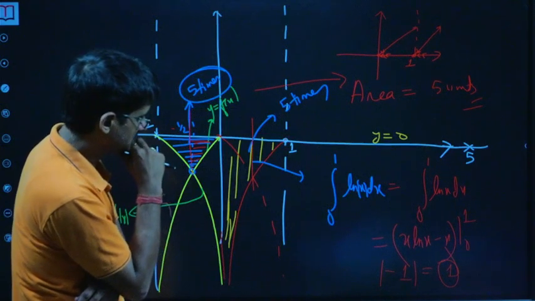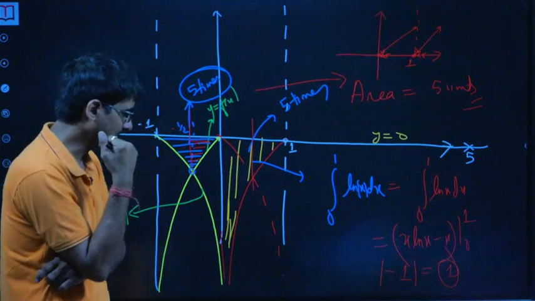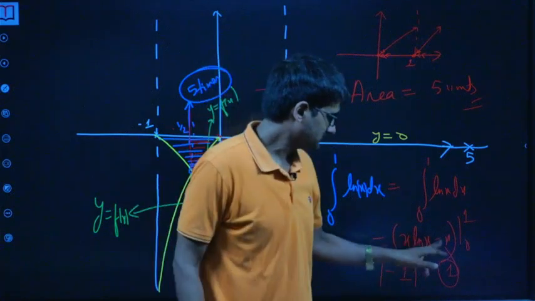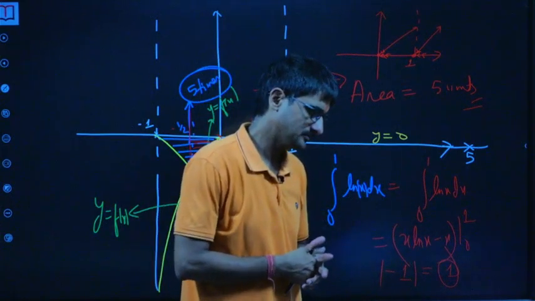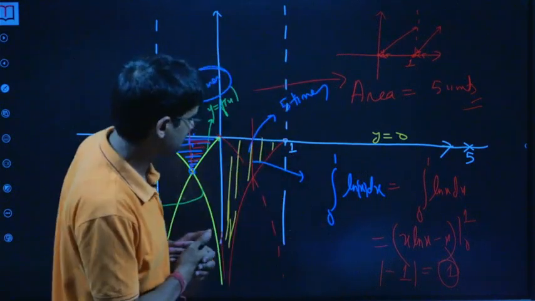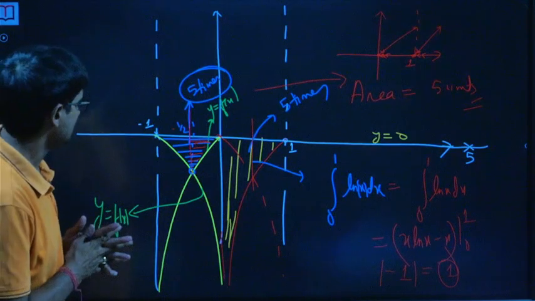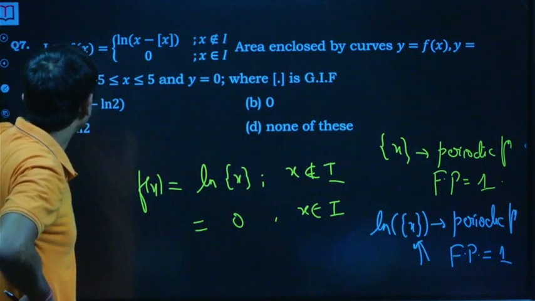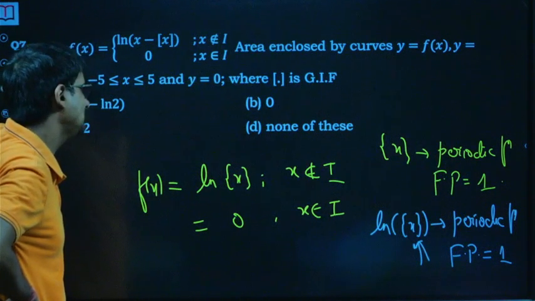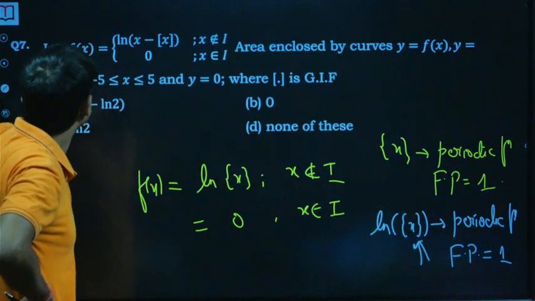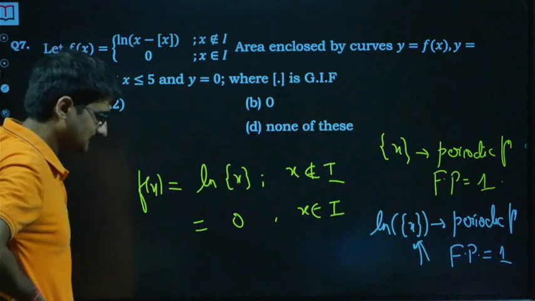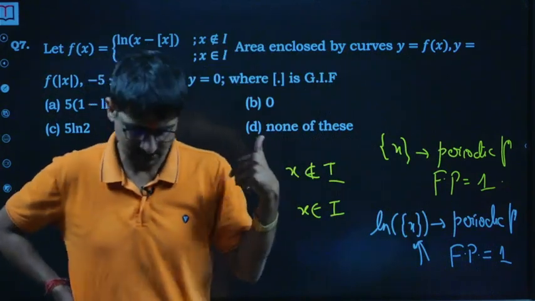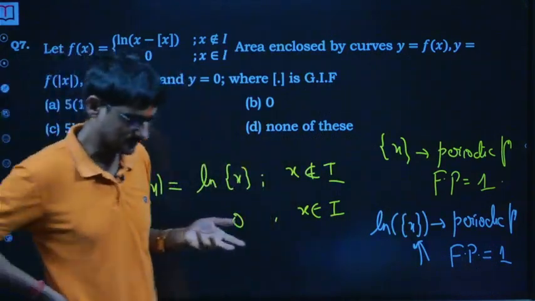Where we went wrong? Okay, just give me a minute if I can figure it out. 1 ln 1 minus 1 times 0, with 0 is gone. So of course the area has to be positive. We will take it as 1, and then the area enclosed by the curve y is equal to f(x), y is equal to f(mod x), x between minus 5 to 5 and y equal to 0. Okay, minus 5 to 5. So 5 that side, f(x) and f(mod x), and x is equal to 0.